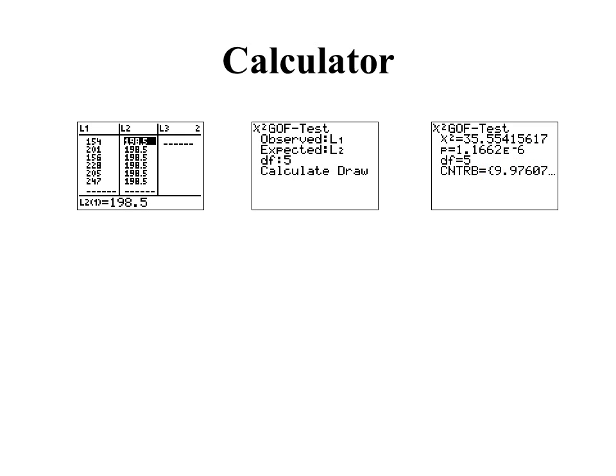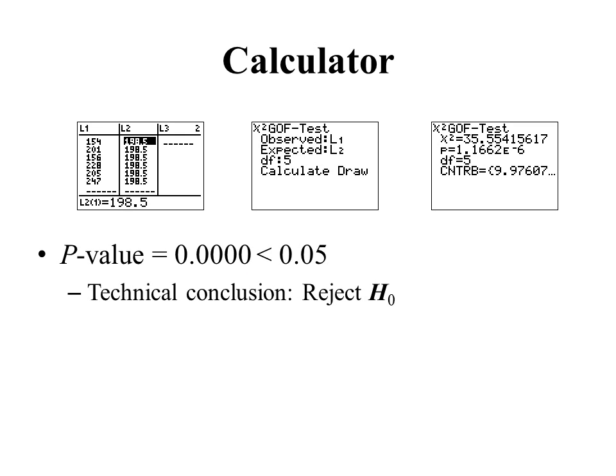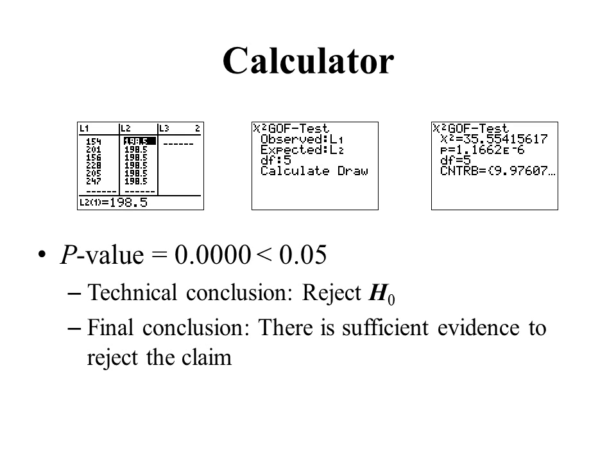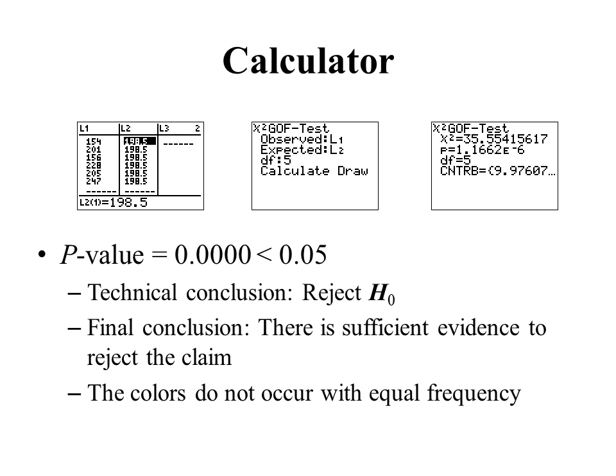And so if we come to our technical conclusion using the p-value, well, the p-value out to 4 decimal places is 0. So it's still less than 0.05. And so we would reject the null hypothesis. And we would conclude that there is sufficient evidence to reject the claim that the colors occur with equal frequency. So in even less technical terms, it appears that the colors do not occur with equal frequency.